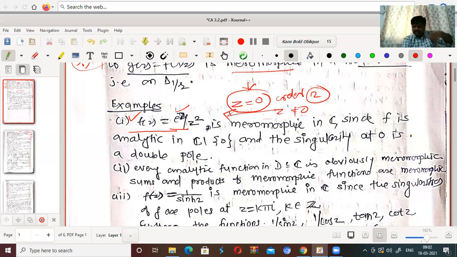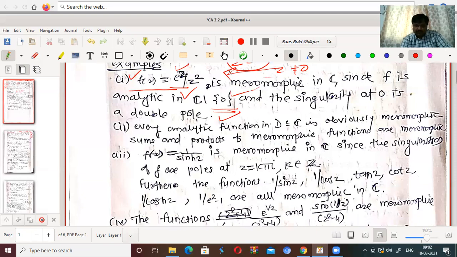So f of z equal to e to the power z upon z square is meromorphic in C, the whole complex plane, since f is analytic except at 0, and at all other points in C, and the singularity at 0 is the double pole. So such a function is called meromorphic. It is analytic everywhere except at z equal to 0, which is the double pole.